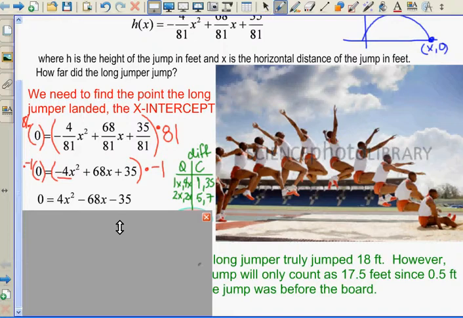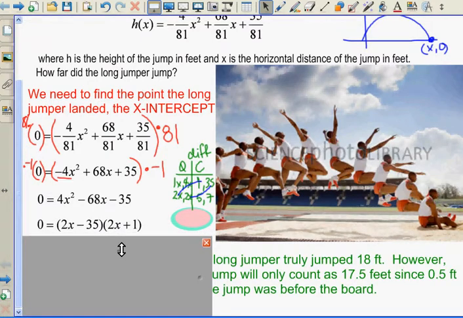If we link together 2 and 35, that's 70. And 2 and 1, that's 2. So 70 and 2 definitely have a difference of 68. So this one was factorable. In our parentheses we need to have 2 and 2, and then 35 and 2. I made that 35 negative, so here would be my negative 70x, and here would be my positive 2x, and I would get the negative 68 that I wanted.